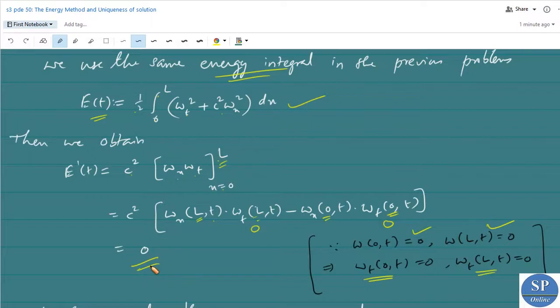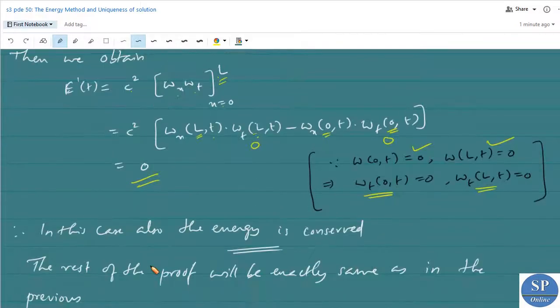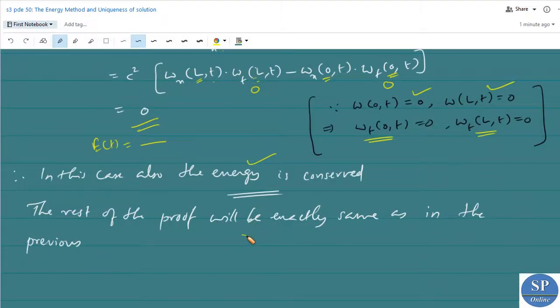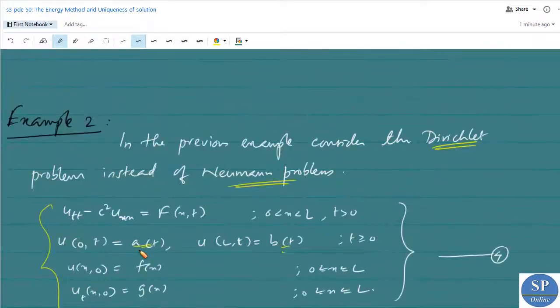E dash of t equals 0 means in this case also the energy is conserved. That is, E dash of t equals 0 means E of t is a constant. So here also we can say that the energy is conserved. The rest of the proof will be exactly the same as in the previous problem.